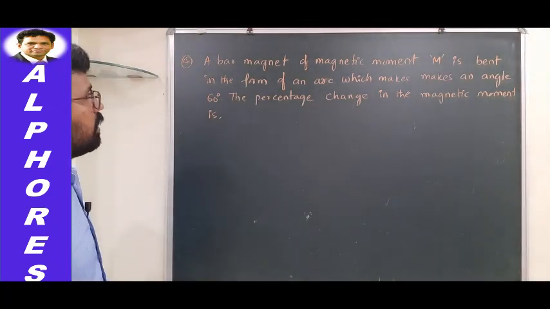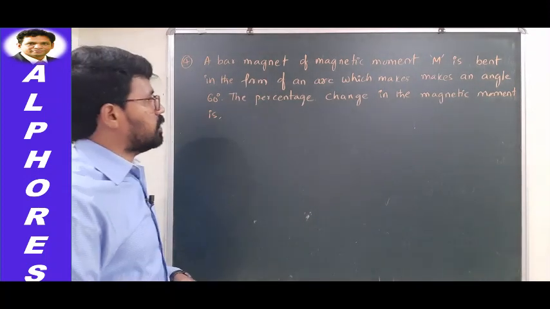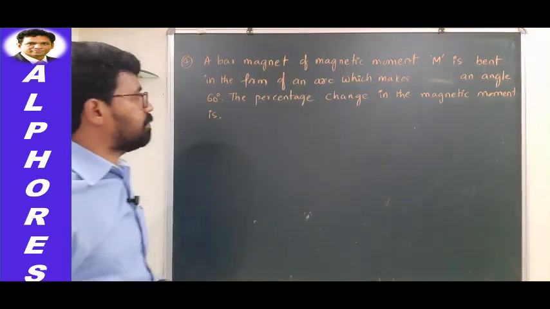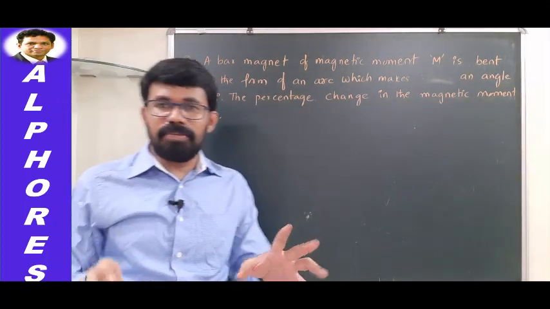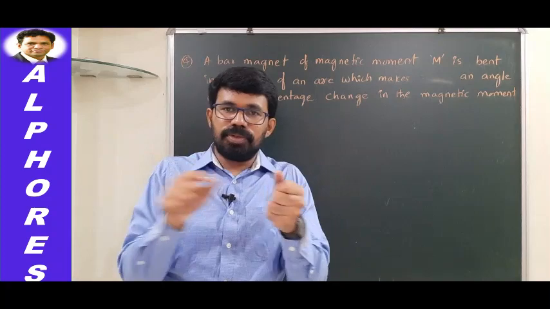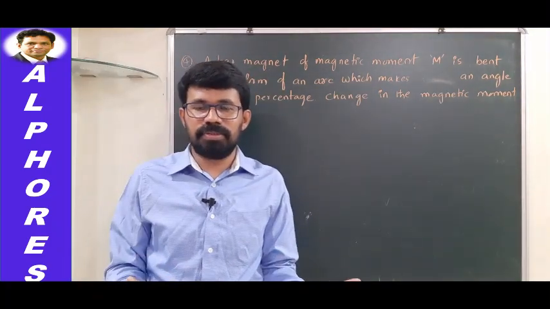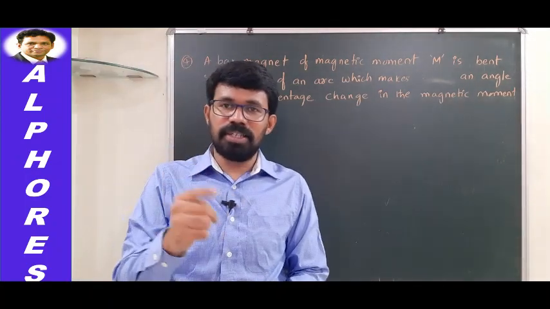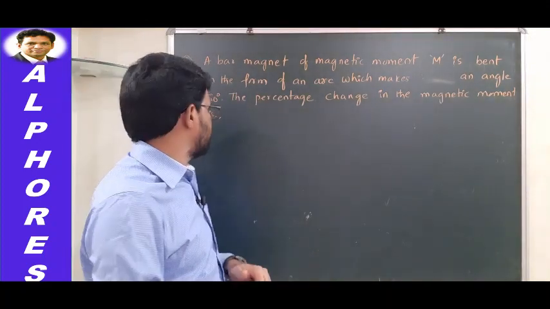A bar magnet of magnetic moment m is bent in the form of an arc, which makes an angle 60 degree. The percentage change in the magnetic moment is. So what happens when a bar magnet is bent? The distance of separation between the two poles decreases. If distance of separation between the two poles decreases, that means magnetic length decreases. If magnetic length decreases, what happens to the magnetic moment? Magnetic moment decreases.